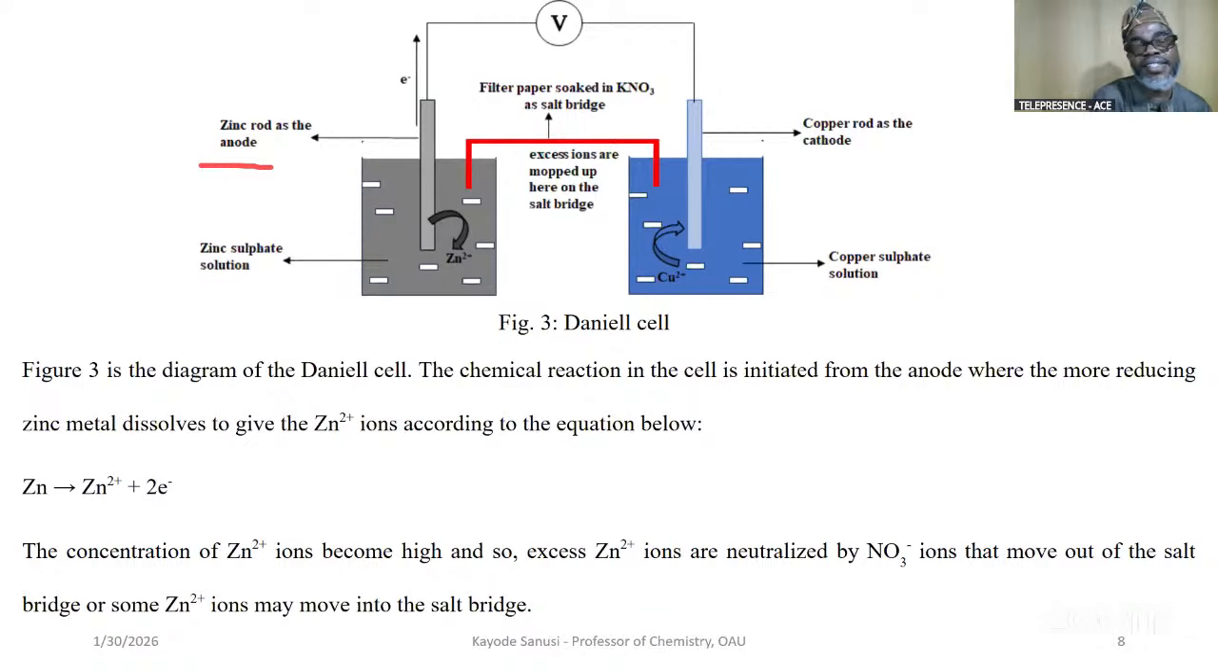And this electricity is enough. The amount of electricity you can produce in this type of cell is enough to power a bulb. So you can see you have converted chemical energy, chemical reactions occurring in the two electrodes, to electrical energy. We are using chemical reaction to produce electricity.